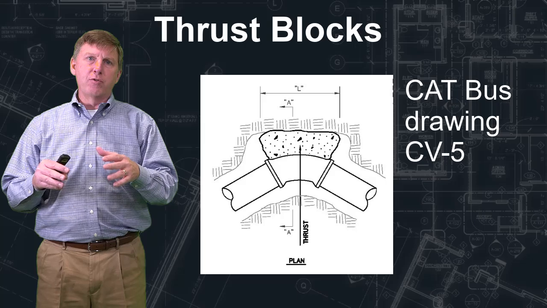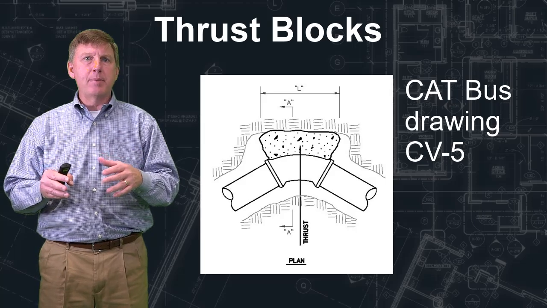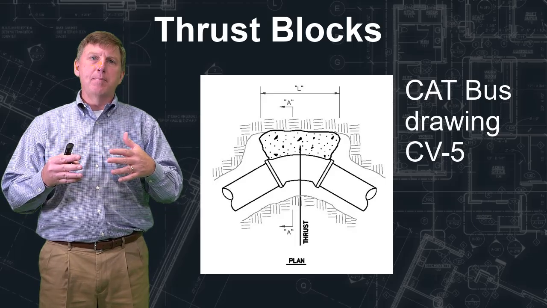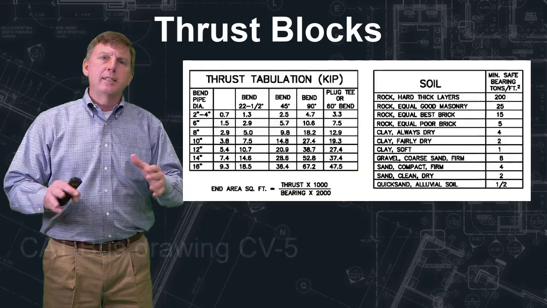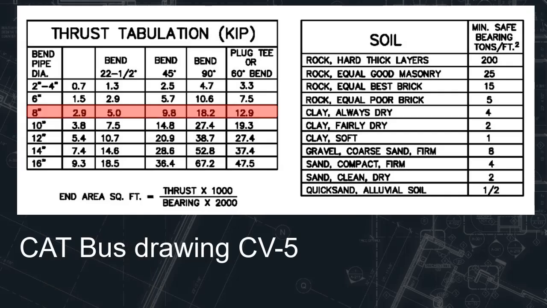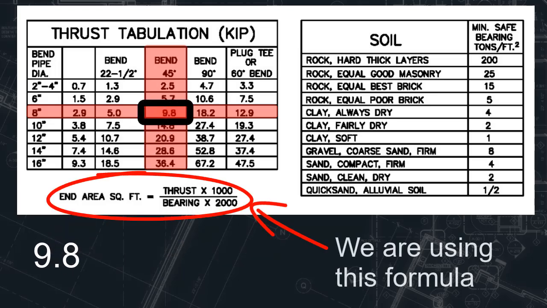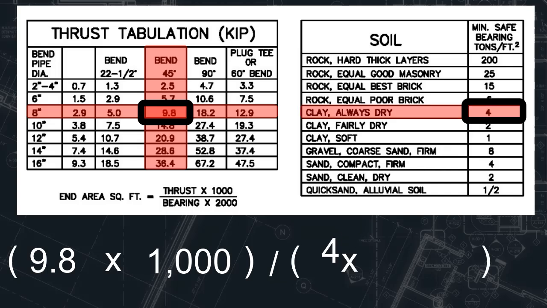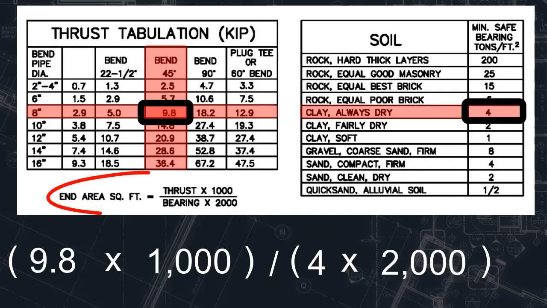The size of the thrust block actually has to be calculated based upon the size of the pipe and the amount of the elbow in the pipe. So we can see an example here, let's say using 8-inch pipe, where you follow the 8-inch pipe. Let's say we have a 45-degree elbow. You come down on the chart and you find the thrust in kips. You have to multiply that thrust times 1,000 for this formula, and then divide that by the soil bearing capacity multiplied times 2,000. That gives you the end area in square feet.